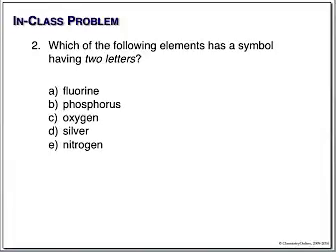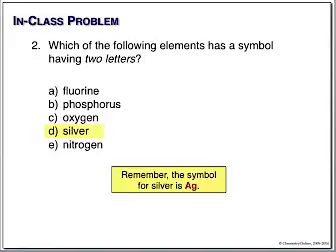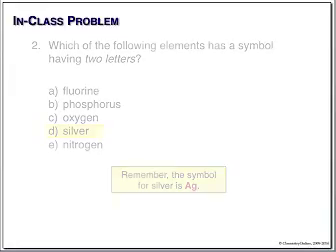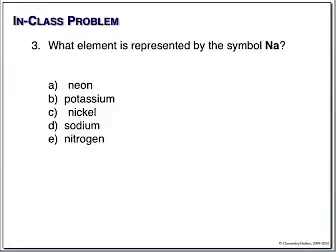A very simple question. Which of the following has 2 letters in its symbol? Fluorine. Well, fluorine is what we'll call a halogen. It's F. Phosphorus. Potassium was K. Phosphorus is in fact P. Oxygen is O. We'll skip silver. Nitrogen is N. And of course, silver, as we said on the early slide, is Ag. Na stands for natrium, old nomenclature, that is sodium.